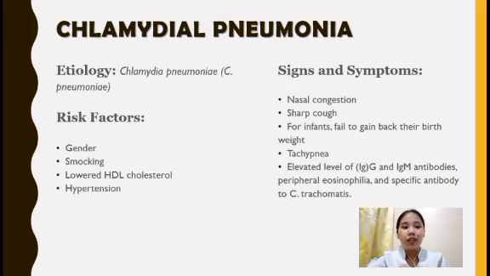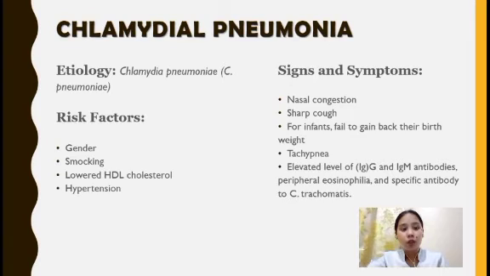Next, we have chlamydial pneumonia. It is most often seen in newborns up to 12 weeks of age because the chlamydial organism is contracted from the mother's vagina during birth. The causative agent for this is the Chlamydia pneumoniae or the C. pneumoniae. The risk factors are gender, smoking, lowered HDL cholesterol, and hypertension.